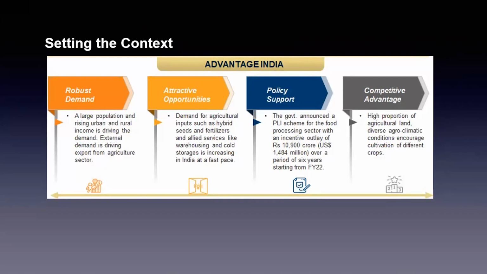And the final one will be slightly diabolical in nature: competitive advantage. We have diversified climates, a lot of land, a lot of farmlands, and an agrarian population still living in rural areas to support the cause of farming and agri-related activities. But my question is, slightly we are losing our competitive advantage.